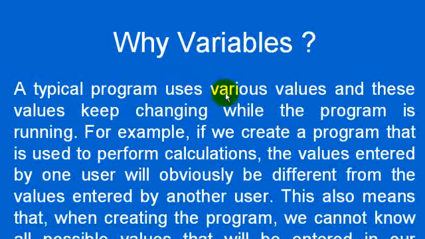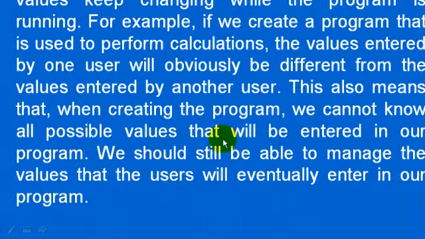So a typical program uses various values, and these values keep changing while the program is running. For example, if we create a program that is used to perform calculations, the values entered by one user will obviously be different from the values entered by another user. This also means that when creating the program, we cannot know all possible values that will be entered in our program, because one user may input one set of values and the other user may input another set of values.